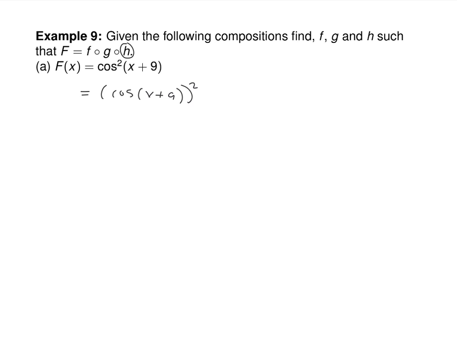So think about it as h is the first thing you do. So what is the first thing you do to x? You add 9. And then what do you do to that x plus 9? Take the cosine of it. And then what do you do to that? So there's the 3 functions that were put together.